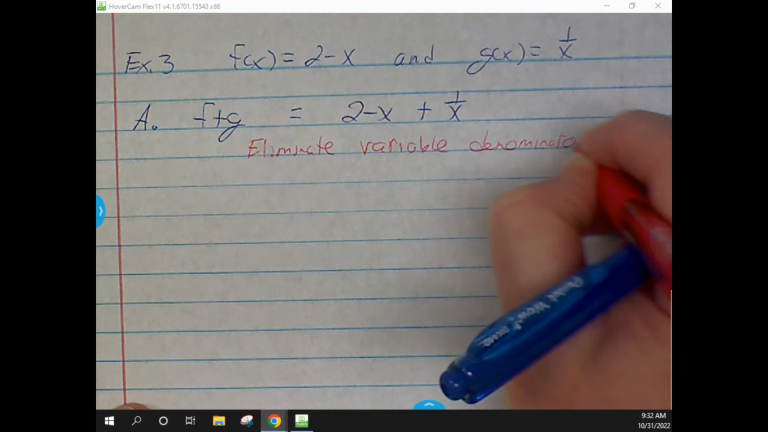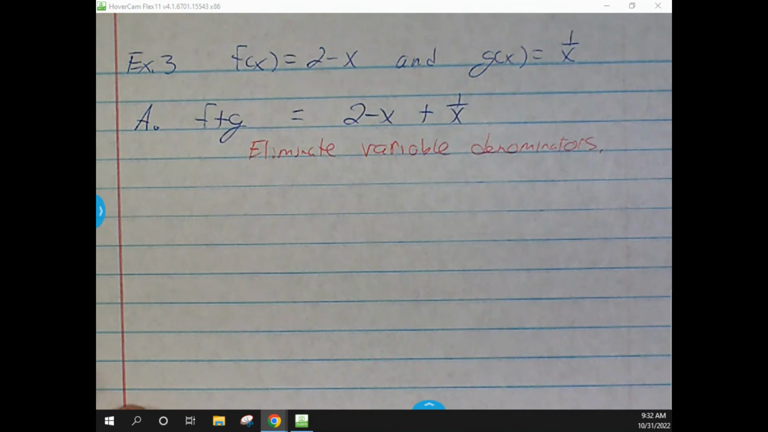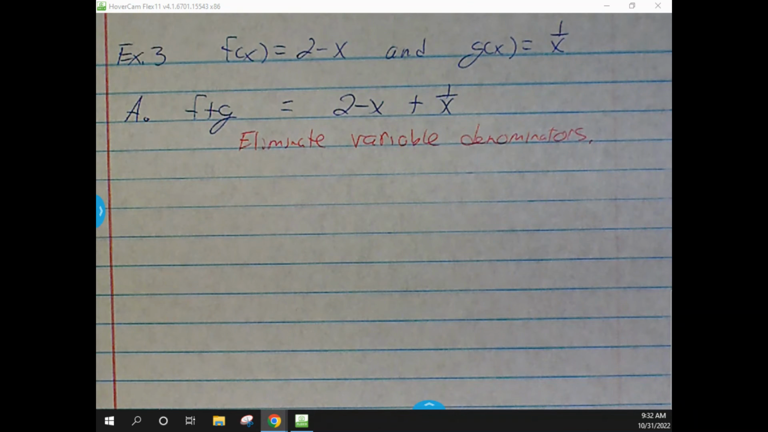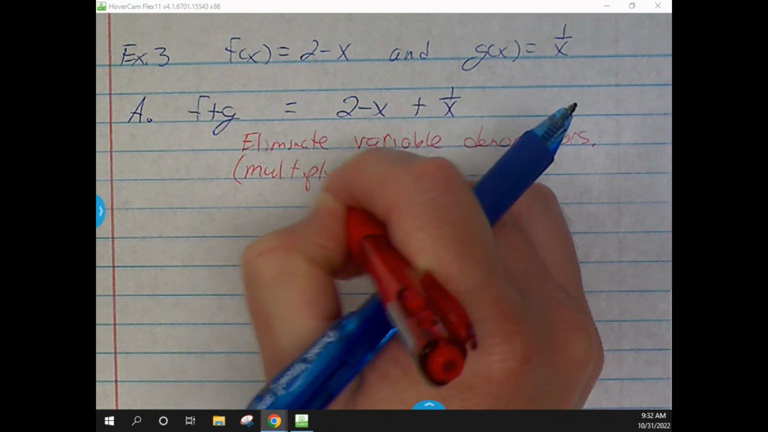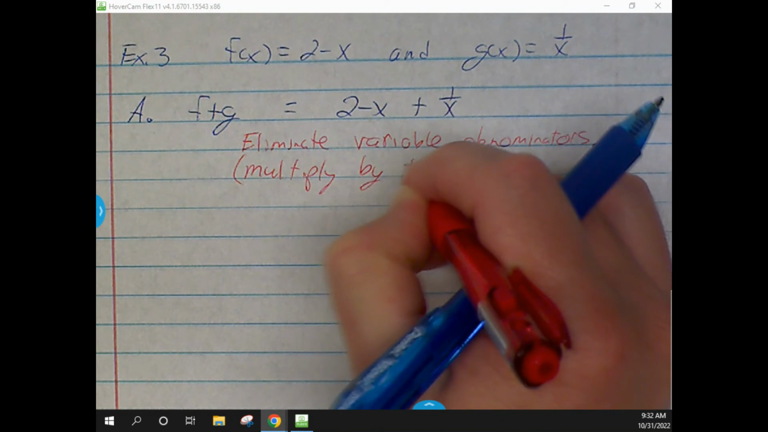Or they would tell you to make sure that your denominators do not have any variables. All right, so if that's the case, then all you have to do is just multiply by the least common denominator.